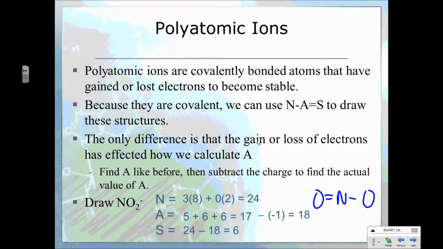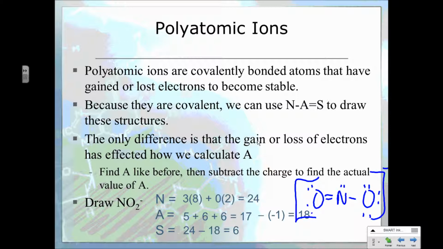Now I add my dots. Nitrogen has 3 bonds, which is 6, so I need a pair there. The double bonded oxygen has 4, so I only need 2 pairs to get my 8. And my single bonded oxygen needed 6, so I've got to put 3 pairs. Now, since it's a polyatomic ion, last thing we've got to remember: brackets and charge.